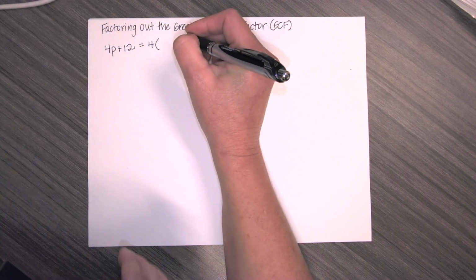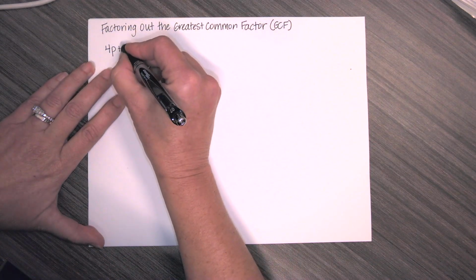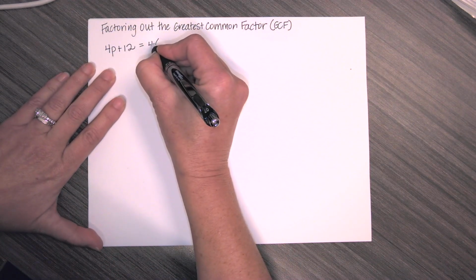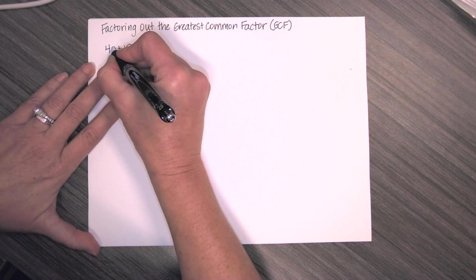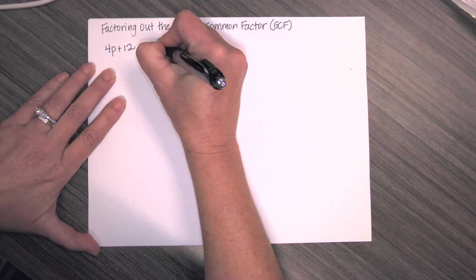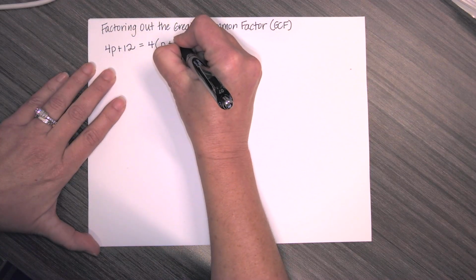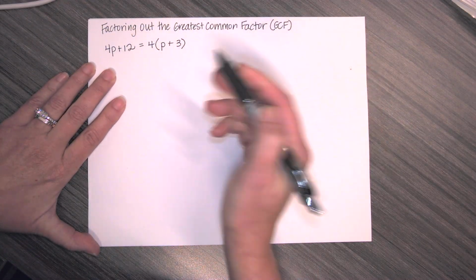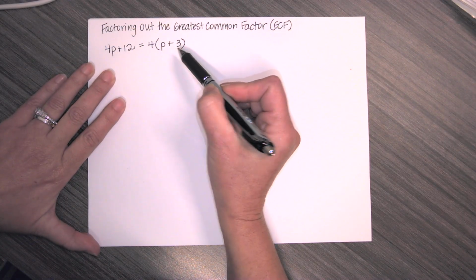When you factor out a greatest common factor, you're basically dividing each term by that greatest common factor. So in this case, we're going to divide each term by 4. If we divide 4p by 4, that's just going to leave us with p. If we divide 12 by 4, that's going to leave us with 3. And so we will have 4 times p plus 3.